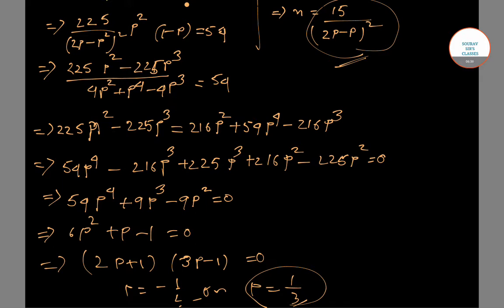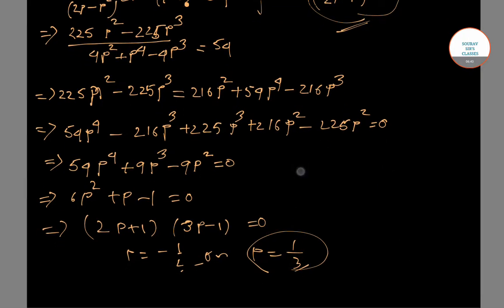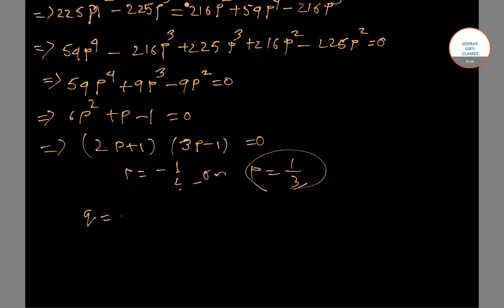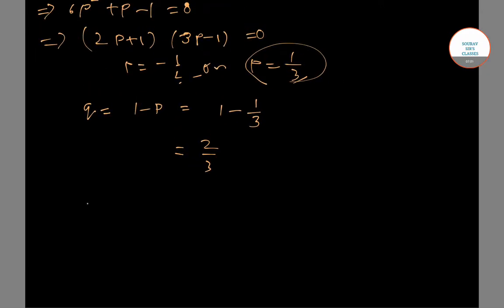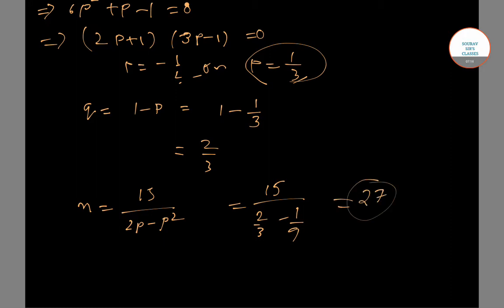So now from here what we have to do is we will simply write down the value of q. So the value of q is equals to 1 minus p, which is equals to 1 minus 1 by 3, which is 2 by 3. So what we have to remember is that the formula is n equals to 15 by (2p minus p square), so which is nothing but 15 by (2 by 3 minus 1 by 9). Now if you solve it, you will get the value to be 27.